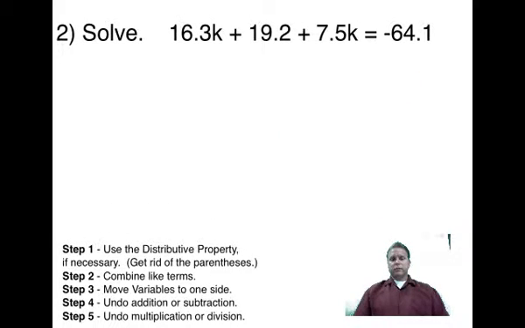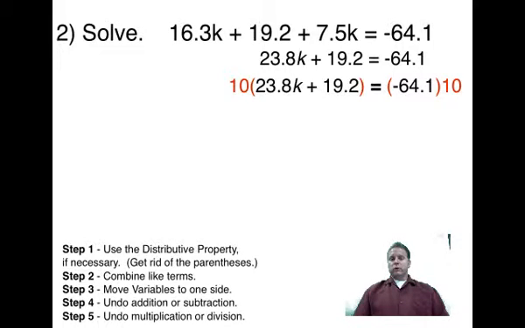Number 2. 16.3k plus 19.2 plus 7.5k equals negative 64.1. There's no distributive property, so we'll combine like terms. And we'll get 23.8k plus 19.2 equals negative 64.1. I'm going to multiply by 10 to get rid of the decimal points, because each one of the decimal points has 1 digit after it. That will remove the decimal points and leave us 238k plus 192 equals negative 641.